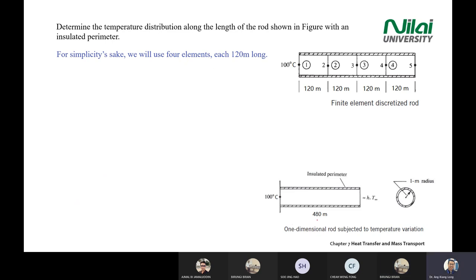So for four, you have the total length of 480 meter. So you break into four elements. Each element is 120 meter, and then you label. After you capture this diagram, you redraw the diagram into this form.